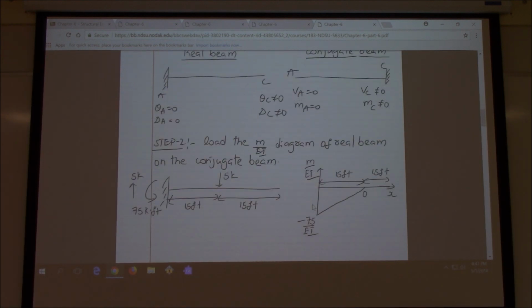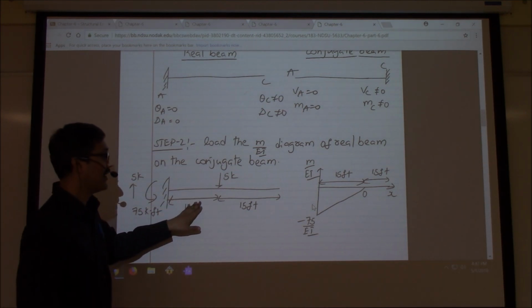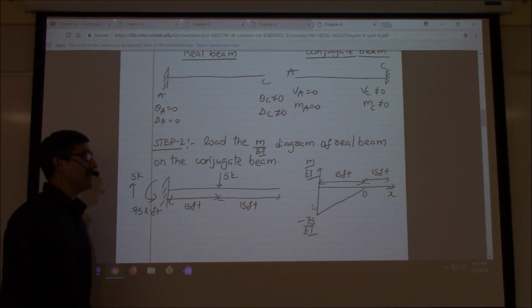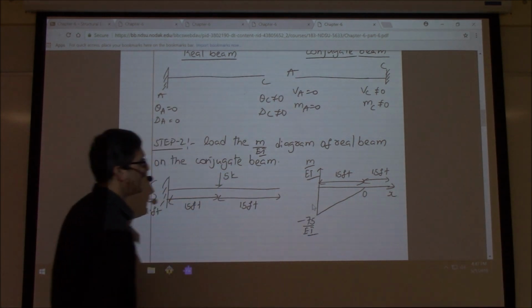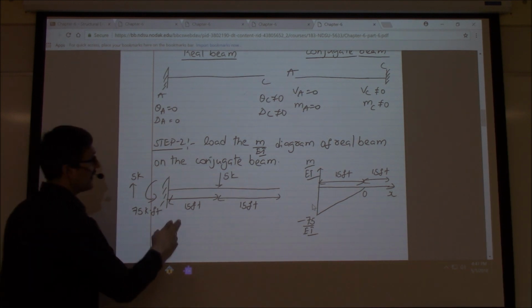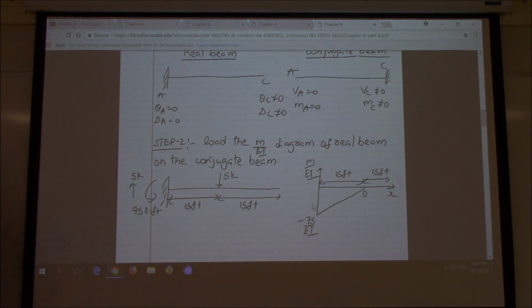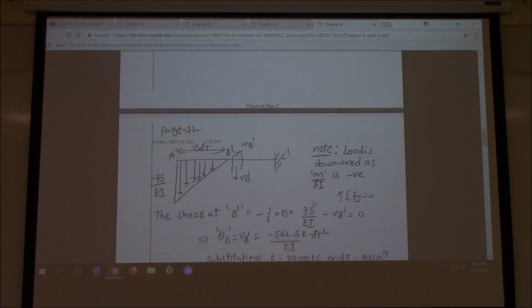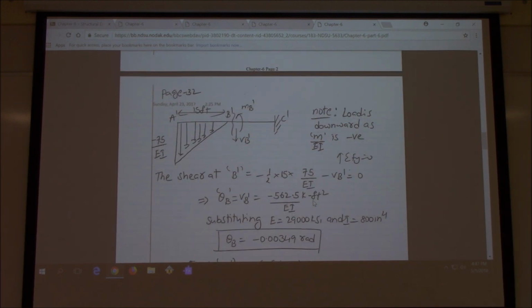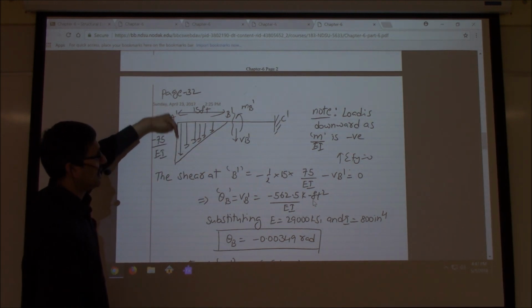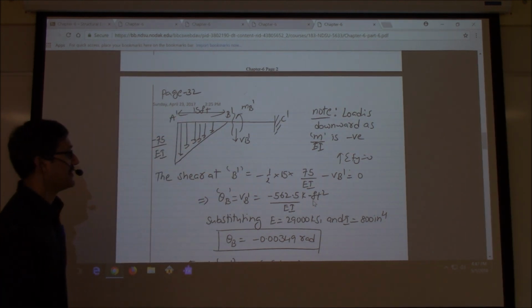So the second step is to find out the M/EI diagram for the real beam. So this is the real beam. You have to find out the M/EI diagram. This is a cantilever beam, so this will be the M/EI diagram for this particular beam. Please remember that the M/EI diagram is negative. It's not positive. So according to the sign convention that we previously discussed, we should have this loaded up on the conjugate beam in the downward direction because our M/EI diagram is negative.